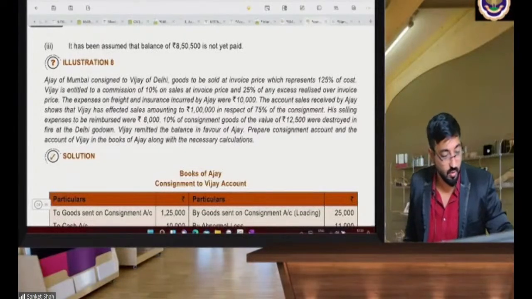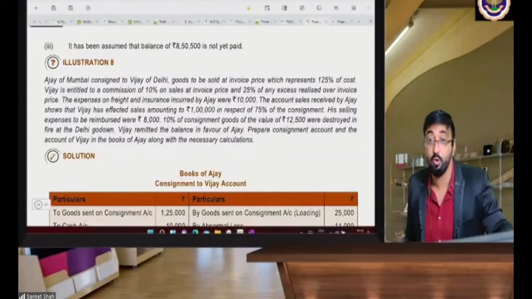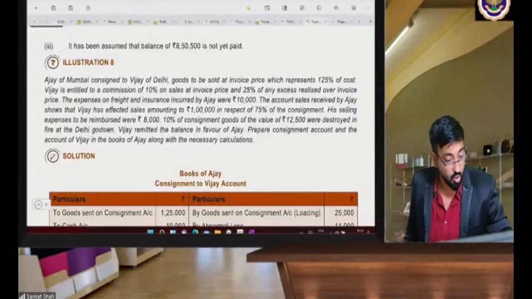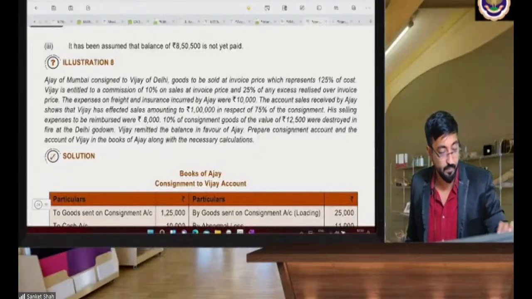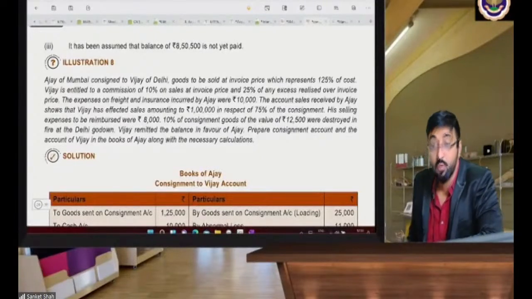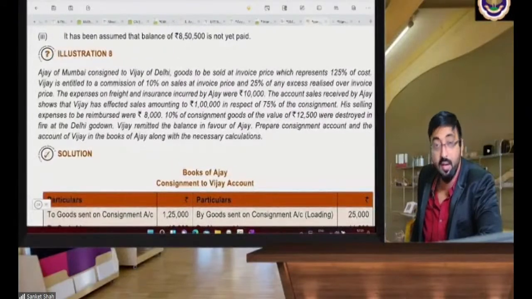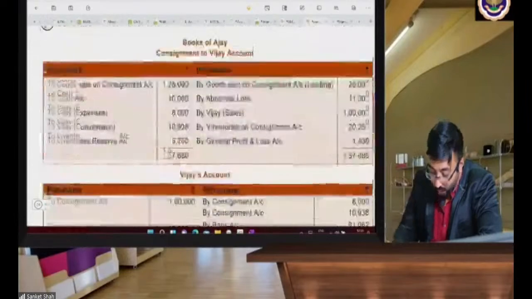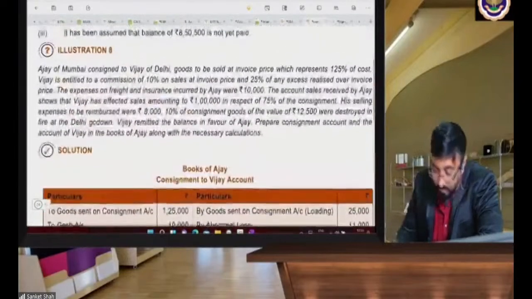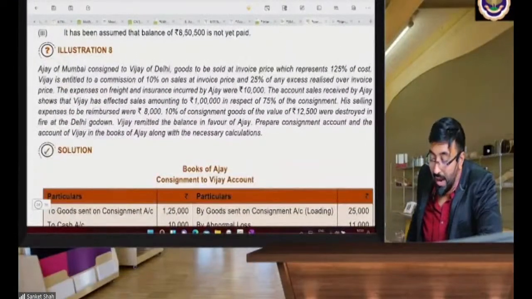Okay, chalo, let's take illustration number 8, beta. I want to take a lot of practice. Chalo, fast. See, this is an important question. Once again, understand. Ajay of Mumbai consigned to Vijay of Delhi goods to be sold at invoice price.